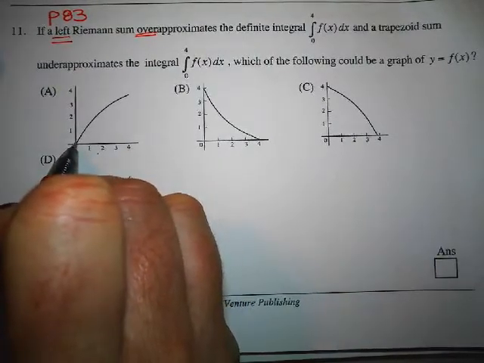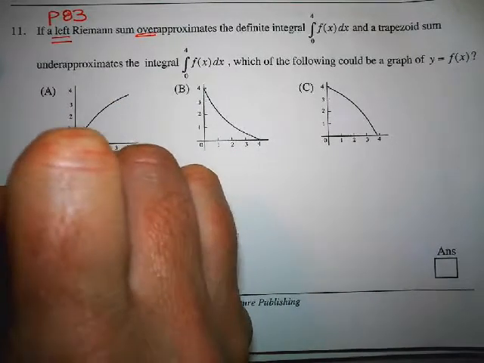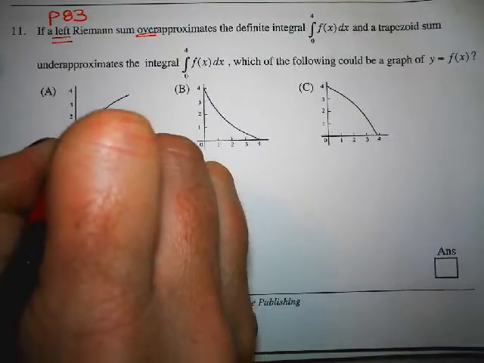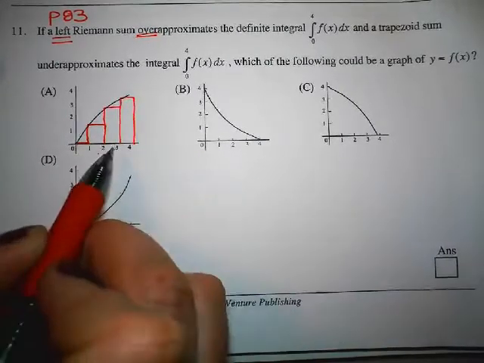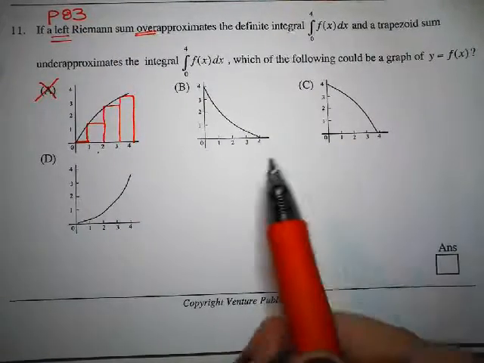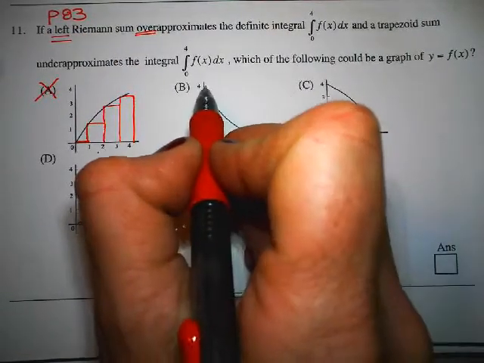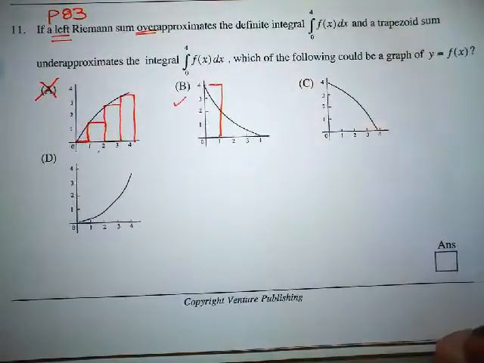That means I would start on the left to draw my rectangles. Well, if I start on the left, my first rectangle would be flat. Go on the left, go up, and come over. My left-hand rectangles are underestimates. So answer choice A is out of there. Let's move to this one. My left hand is over, so this one's still good.